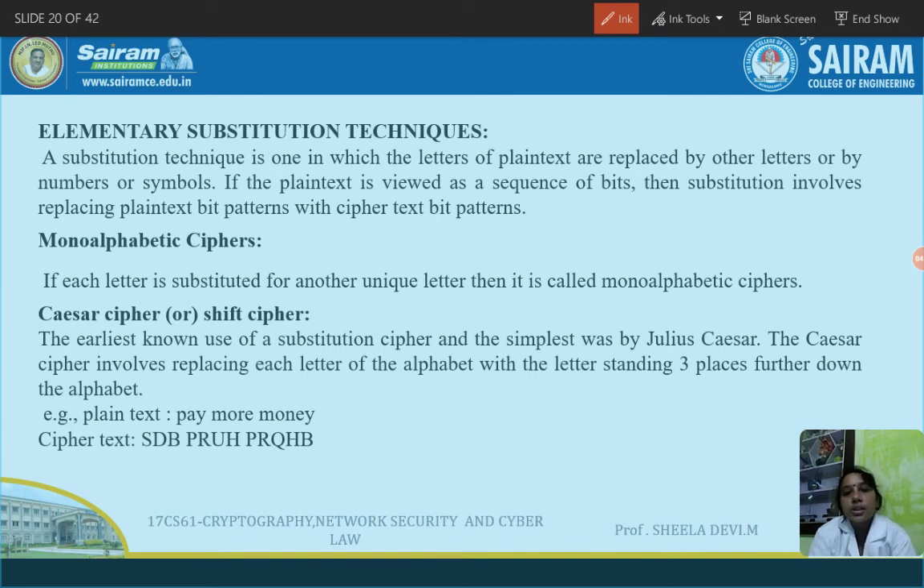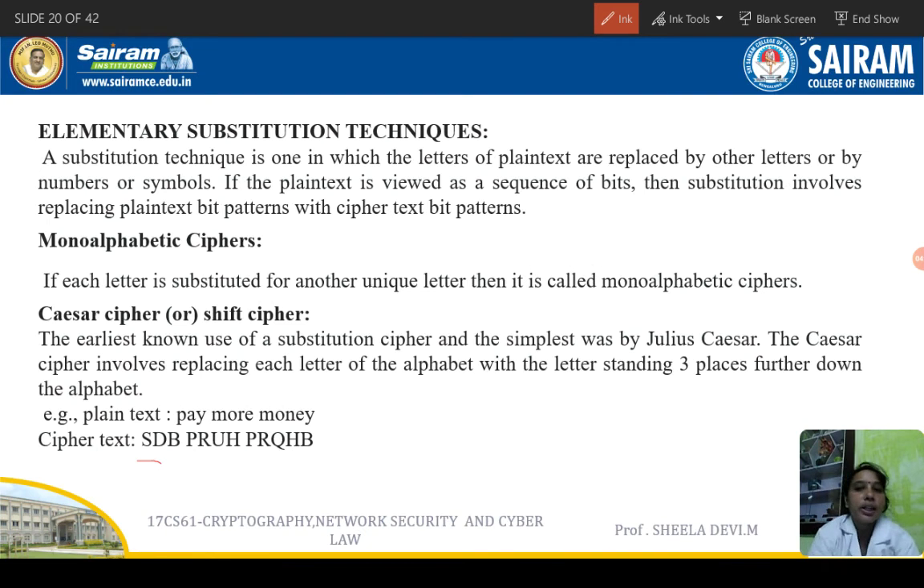So take this example, my plain text is P. If my key value is 3, what will be the cipher text of P? Q, R, S. See, 3 is my key, so I'm moving 3 positions ahead, and after 3 positions going ahead, I'm at S. So the cipher text of P is S.